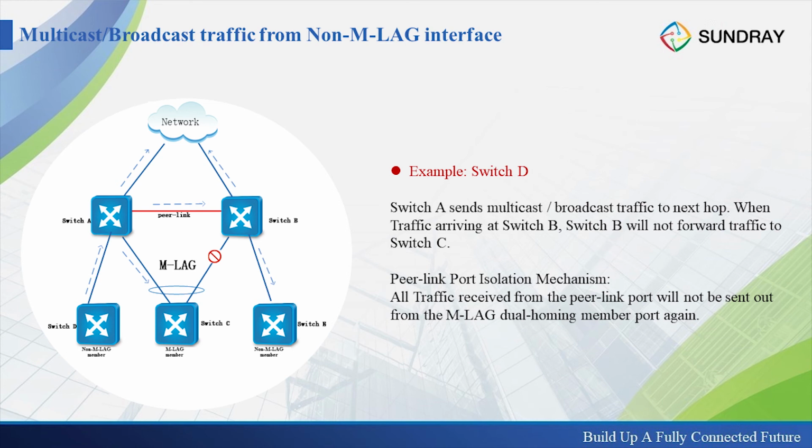send back to switch C because there is the peer link port isolation mechanism. So all the traffic received from the peer link port will not be sent out from the MLAG dual-homing member port again. So switch B, after it receives the packets from the peer link, won't send them back to switch C. It will send the multicast message to the other devices.